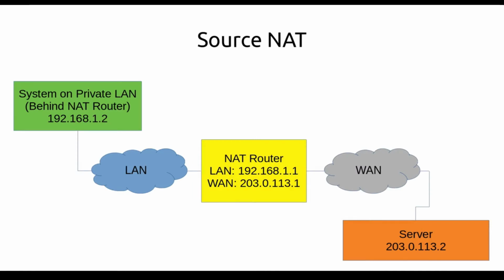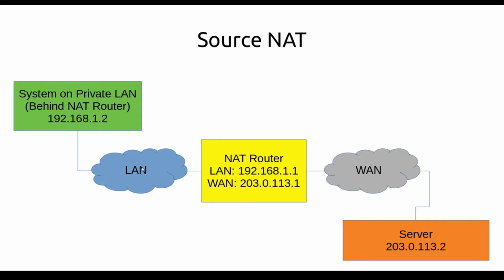So in this diagram, it's a little bit easier to explain why we use source NAT. Here, what I have is a pretty common setup. I have a system on a private LAN, so this is behind a router that can do NAT, and this system has a private IP address. In this case, 192.168.1.2. And this system is plugged in with a cable or perhaps connected wirelessly to a local area network.